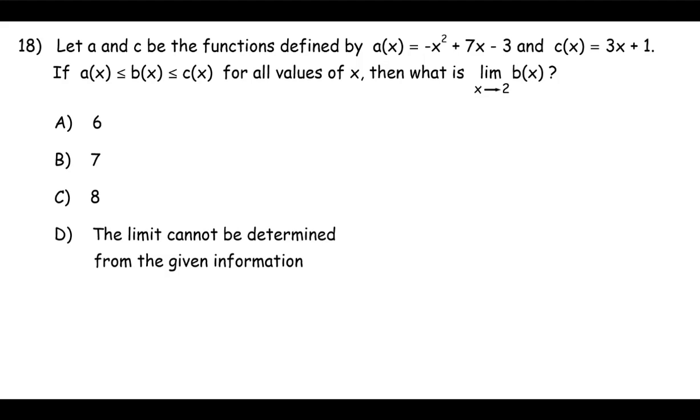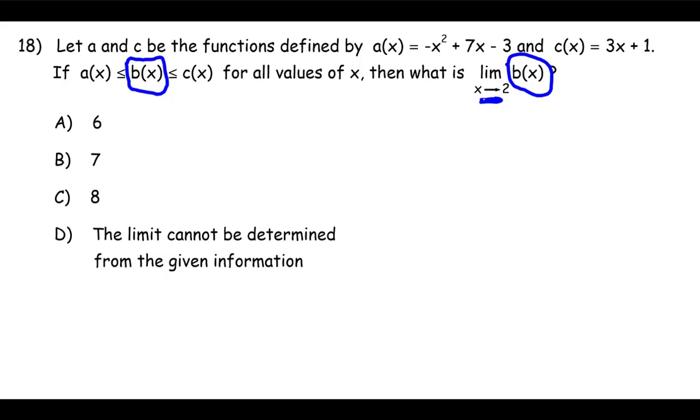Number 18 goes on to say, let A and C be functions defined by, and then you can see their equations. A seems to be an upside-down parabola. C is linear. And B is between them. Okay, so I'll make B blue. It'll be between the other two all the time. And we want to know, hey, what's going on with B, which again is the blue function, as x heads towards 2?